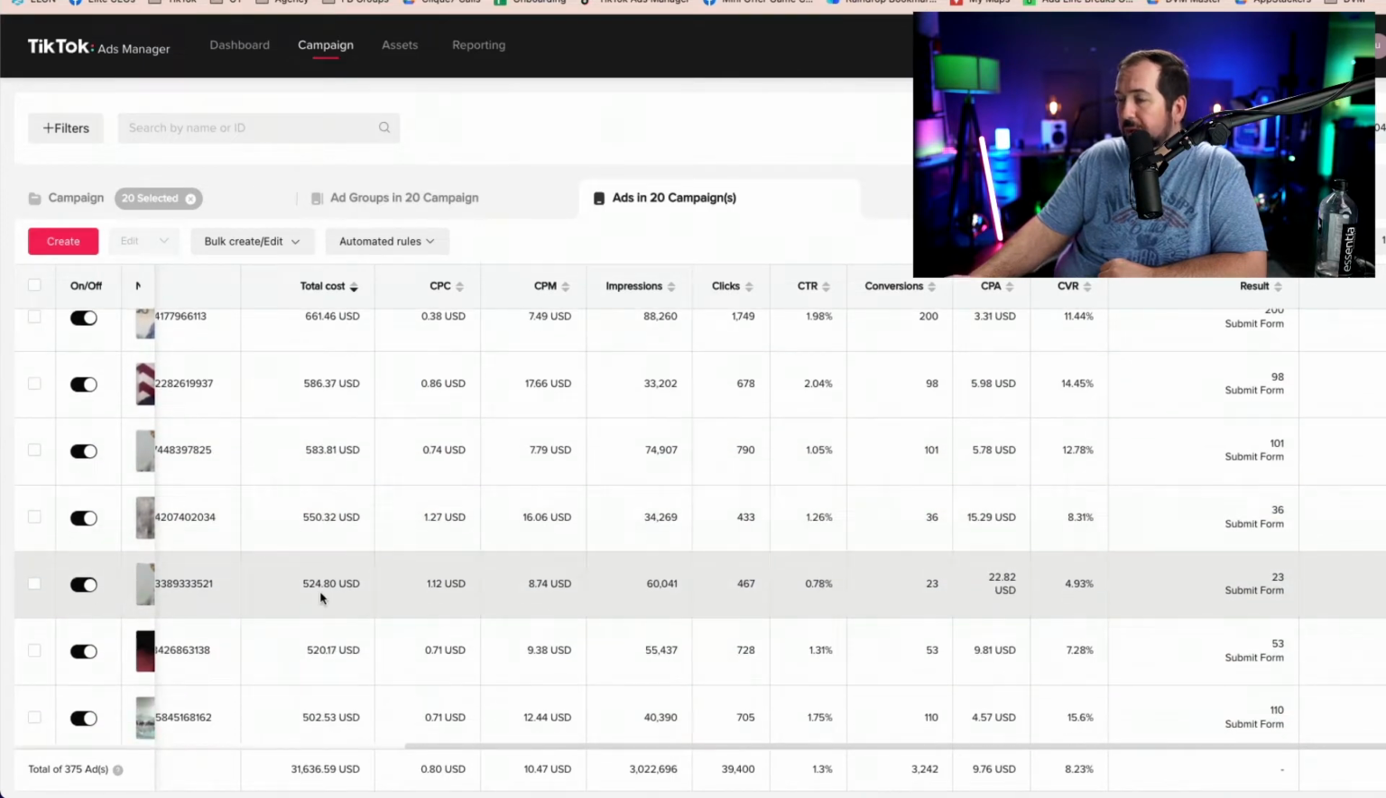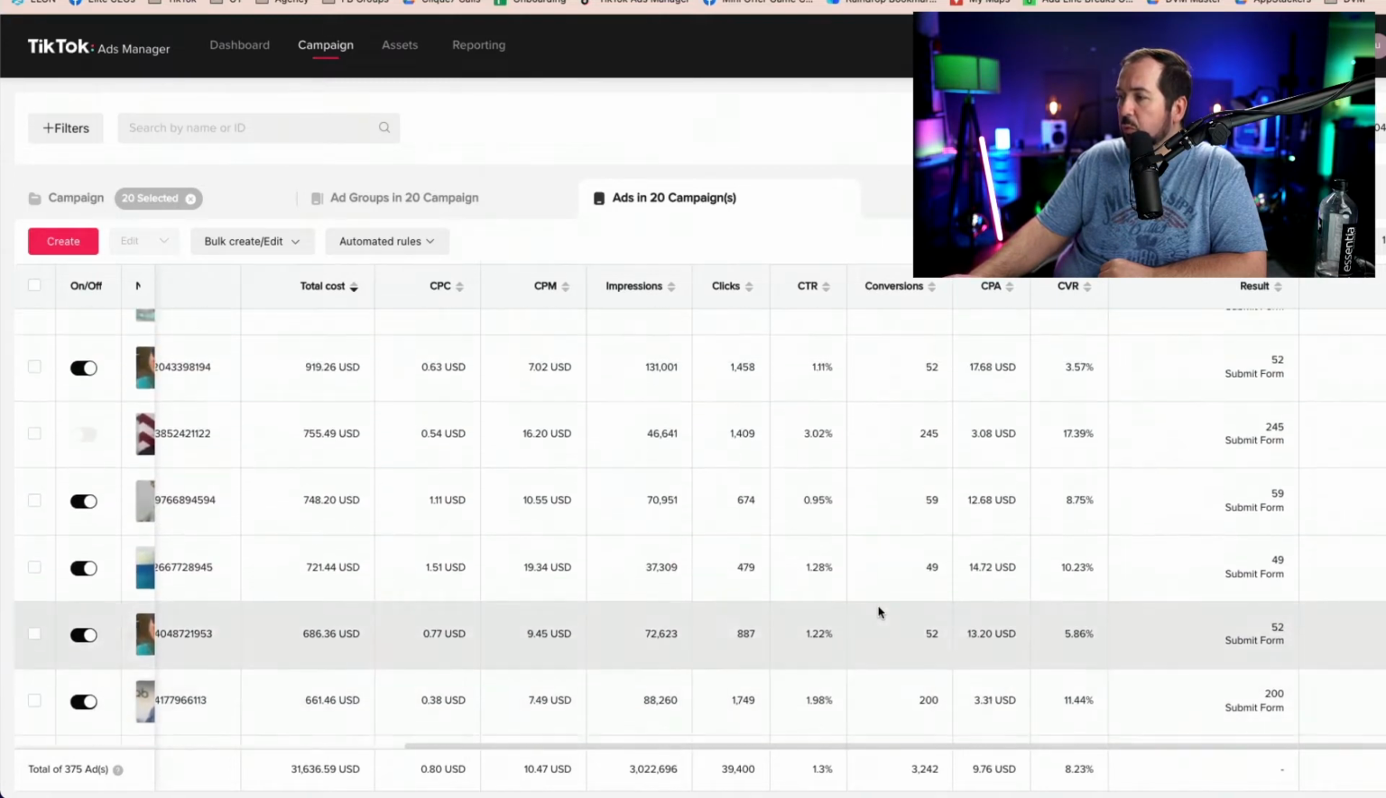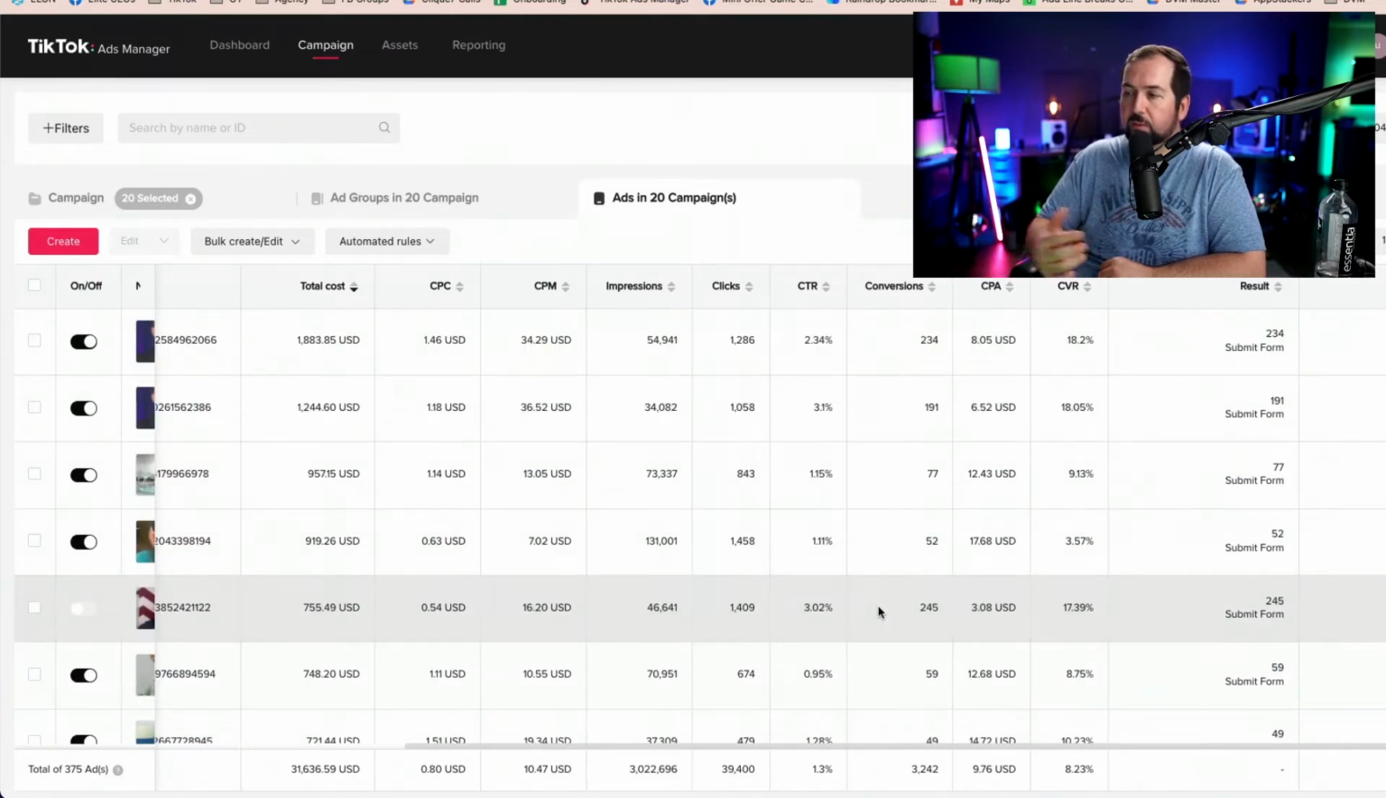3, 1.15, 1.11, 3.02, 0.95, over 1, over 1, over 1, over 2, over 1, over 1, under 1 here, but it's still spending and it's still generating pretty decent results for what we need this campaign to achieve.